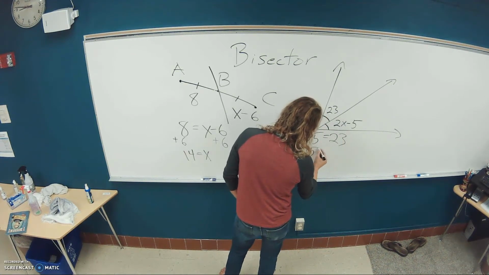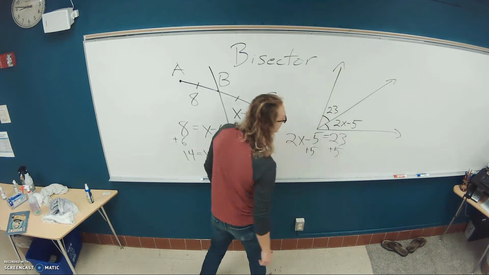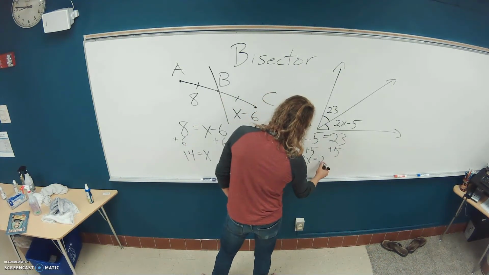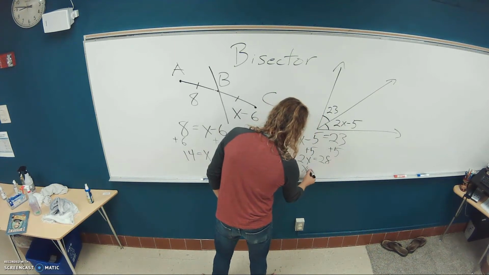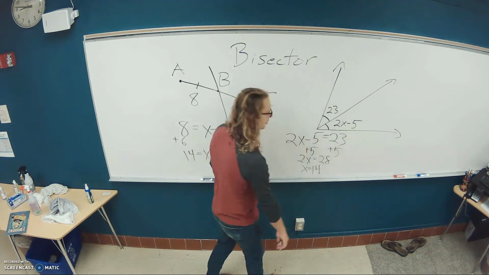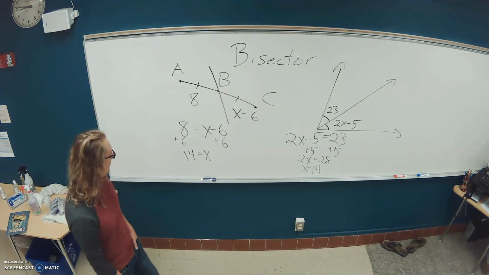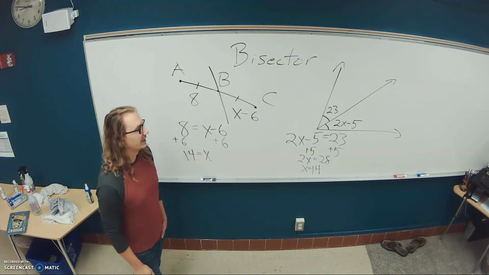We'll add 5 to both sides. I recognize you can't really see what I'm doing right now. 2x will equal 28, and x will equal 14. So you've got to do a little bit of algebra to solve for what x is. And in both of these problems, it happened to be 14, which was entirely accidental.